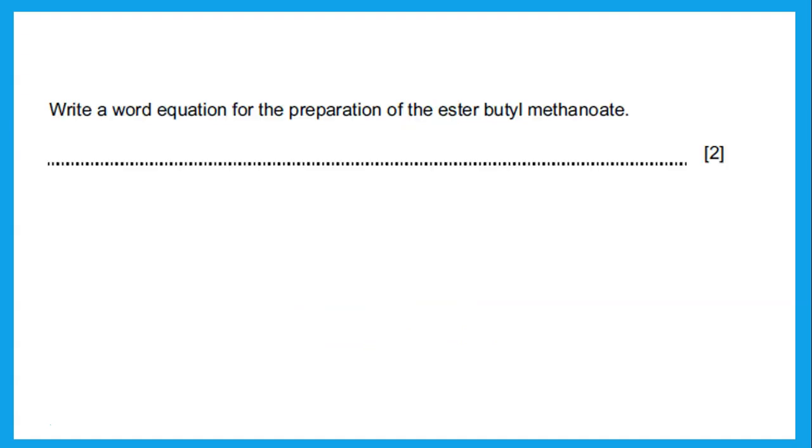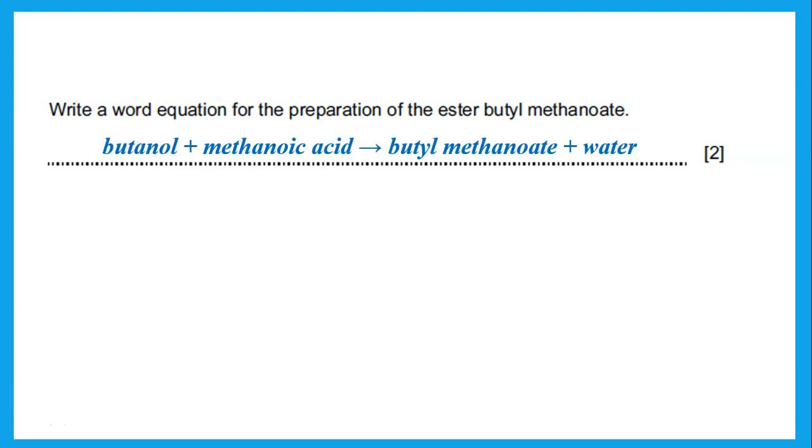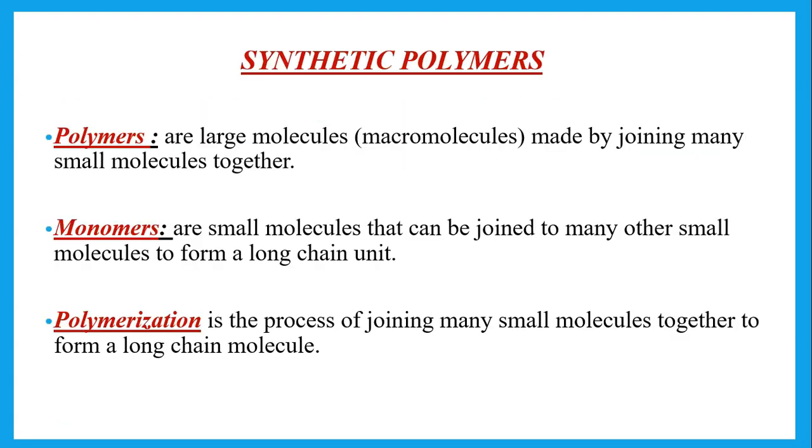Write a word equation for preparation of butyl methanoate. Again, what did we start with to make butyl methanoate? The one with the C double bond O, that was the acid, so that is methanoic acid. The one that is butyl, ethyl, methyl, that was the alcohol, so butanol. Butanol with methanoic acid, of course, forms the ester plus water.